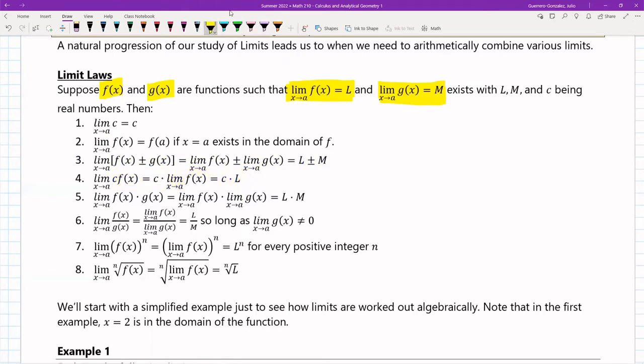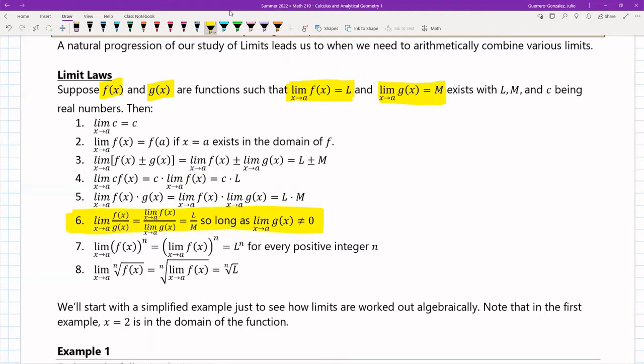The next one. Suppose you had a product, the limit as x approaches a of f of x times g of x. Then you can break up the product into each respective limit and then multiply the resulting limits at the very end. Hopefully you're seeing how these make sense. They work as you would want them to, right?